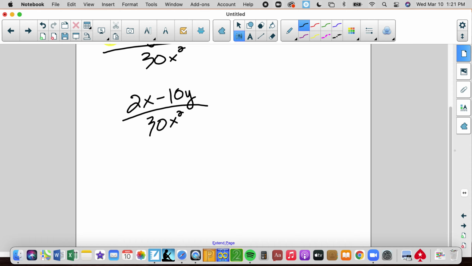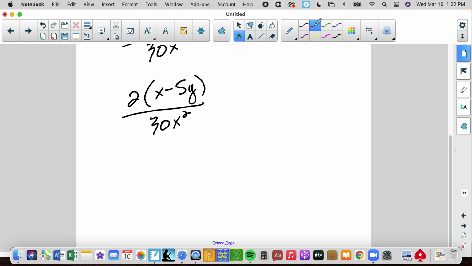We can't cancel anything because everything's adding and subtracting, but we can look and we see that there's a common factor amongst the numerators. So we can factor out a 2, and we get x minus 5y over 30x squared. We can cancel the 2. We can cancel the 30. 2 goes into 2 once. 2 goes into 30 15 times. We get x minus 5y over 15x squared.